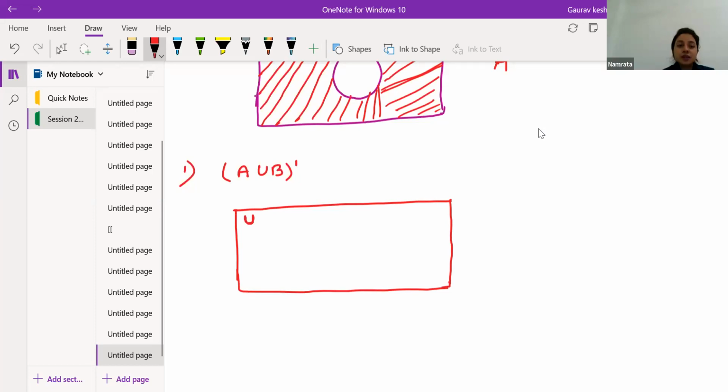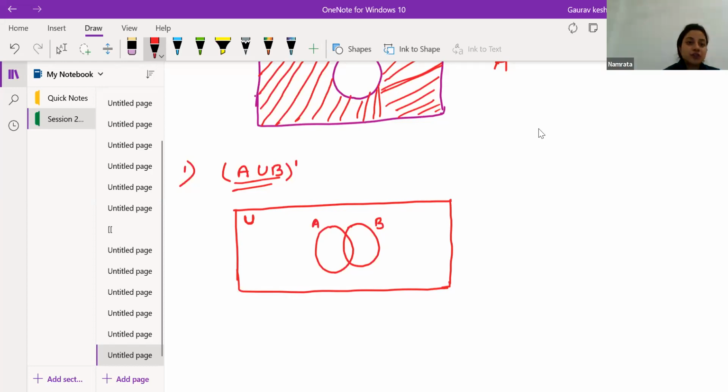Now we are having A union B. Like set A is there, set B is there. We understand what is the meaning of union. Union means everything whatever is there in A and in B, right? Yes. And complement means we have to exclude whatever is looking over here. We have to exclude that from the universal set. We have to just take it out from the universal set, right? Yes.